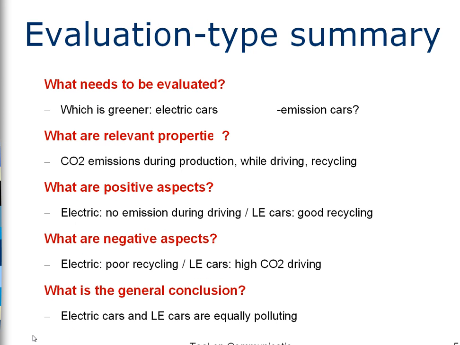A third type, then, is the evaluation type summary. Again, here we have our separate, clearly distinguished parts. First of all, what needs to be evaluated? Again, the what question. In this case, we wonder which of the two is greener, driving an electric car or a car that is low emission. Well, to find out which of the two is better, we need to first define what the relevant properties are. In this case, we could look at CO2 emissions, both during production, but also driving and during recycling.